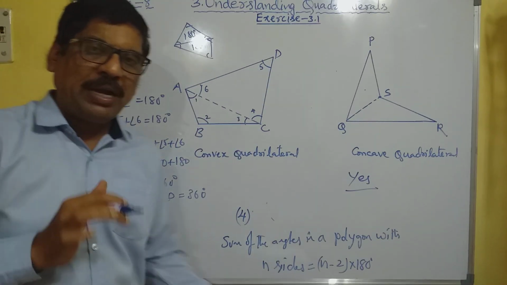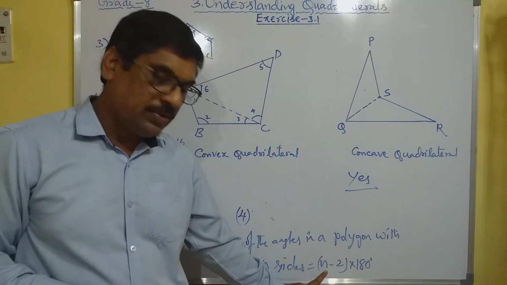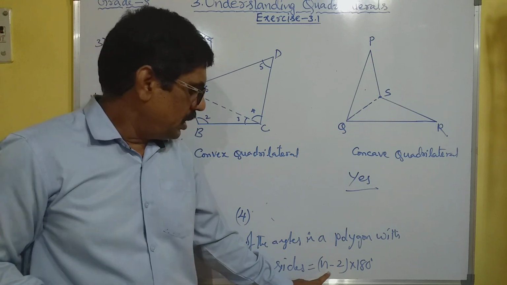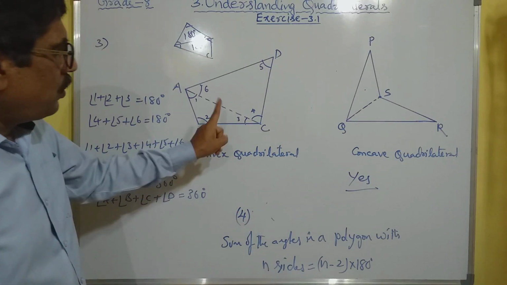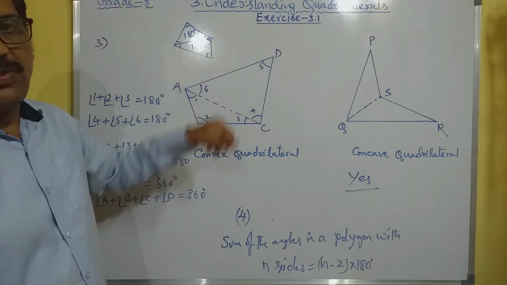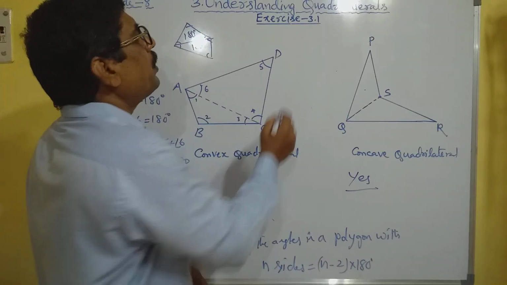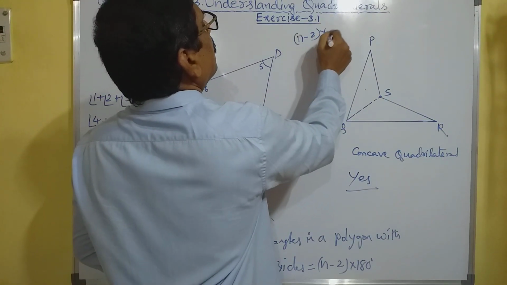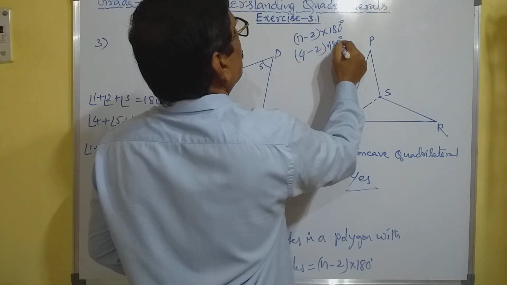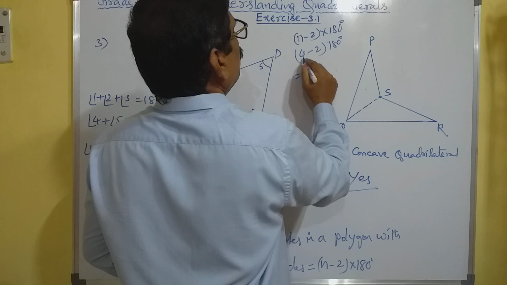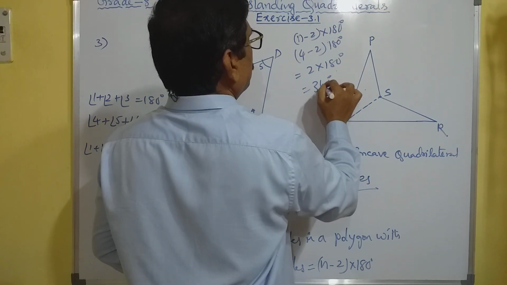If the polygon is a pentagon, in the place of n we have to take 5. Hexagon, n value 6. If it is a decagon, 10. Like that, if you put the number, you will get the answer. For example, look at this. What is this figure? This is a quadrilateral. How many sides does it contain? 4. N minus 2 into 180 degrees. So let us take 4. 4 minus 2 into 180 degrees. 4 minus 2 means 2. 2 into 180 degrees, 360 degrees.